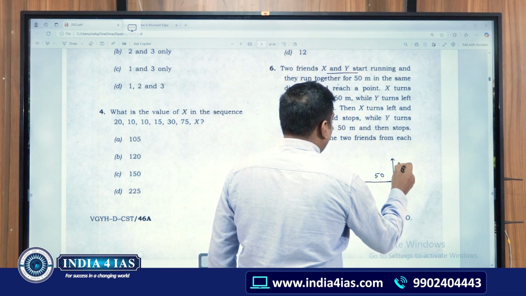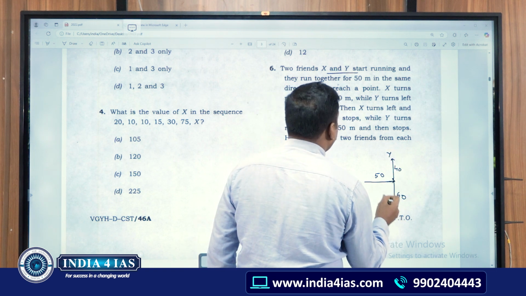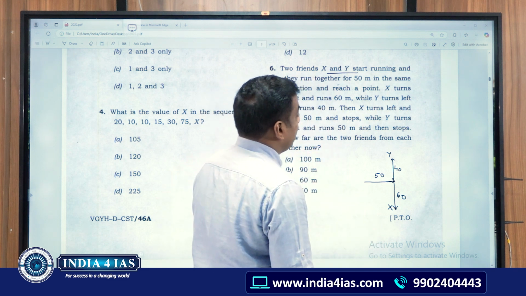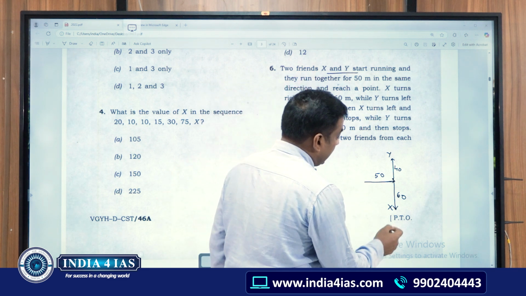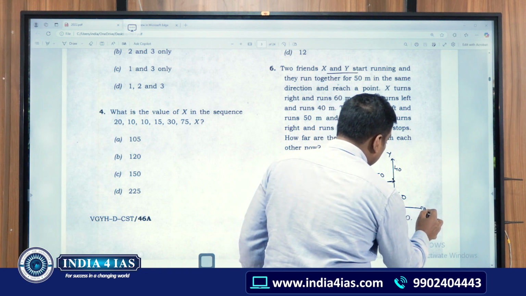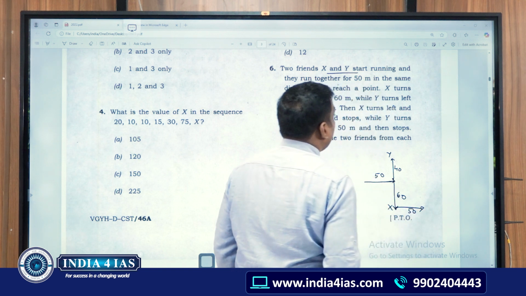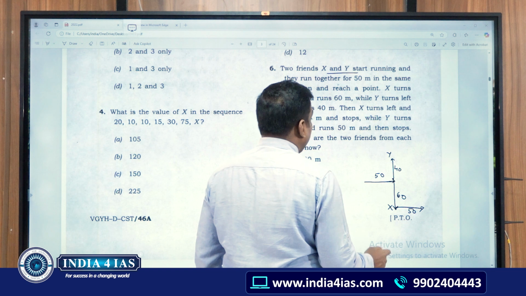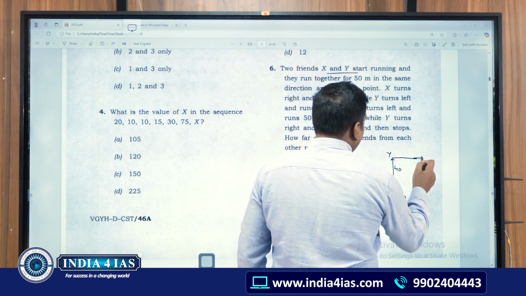Y is covering 40. Y is here, X is here. Then X turns left and runs 50. He is going like this, he is left. So that is 50. While Y turns right and runs 50.